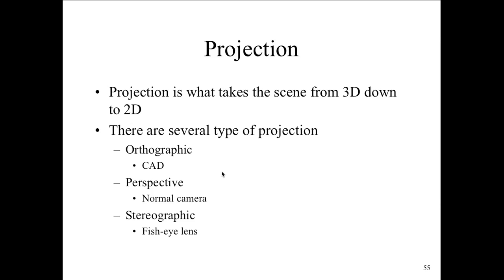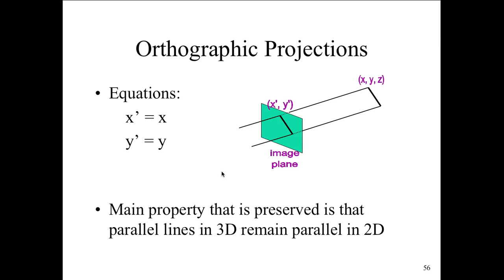And stereographic, which is the fisheye lens. This is what's in terms of a scope or a fisheye to change the projection. So we're zooming or we're specifying. Orthographic projections.